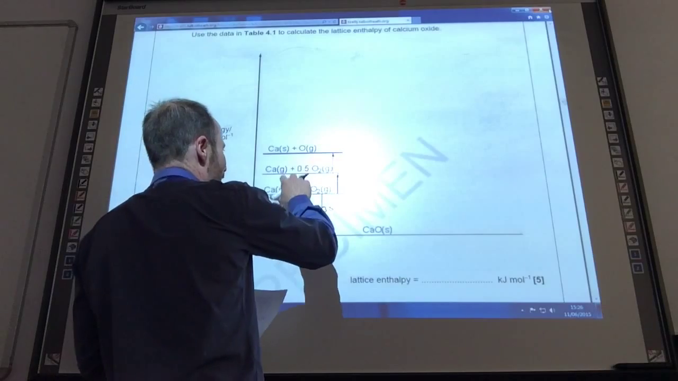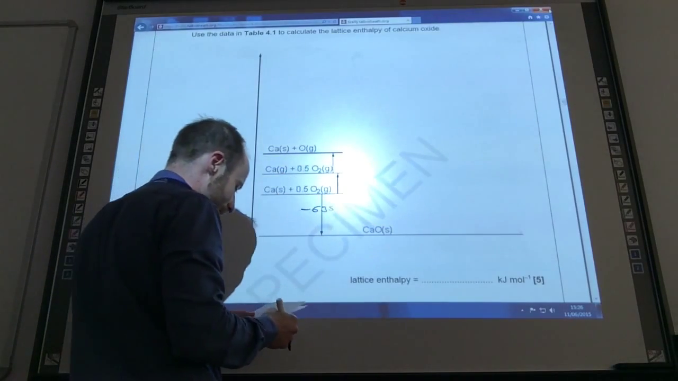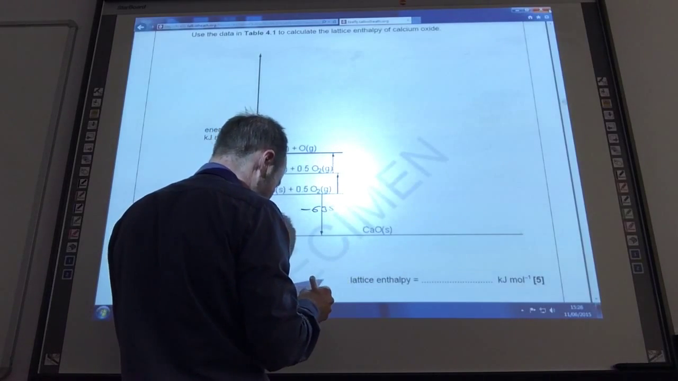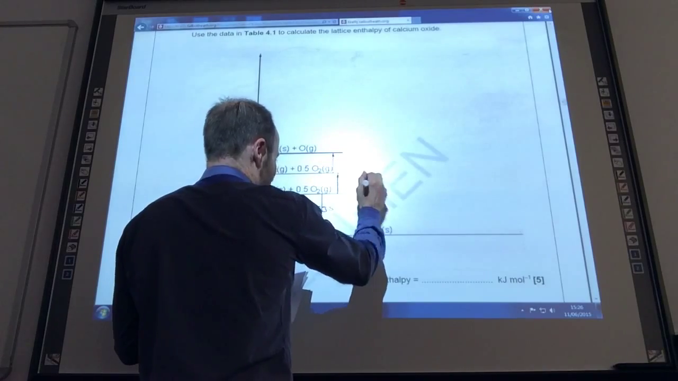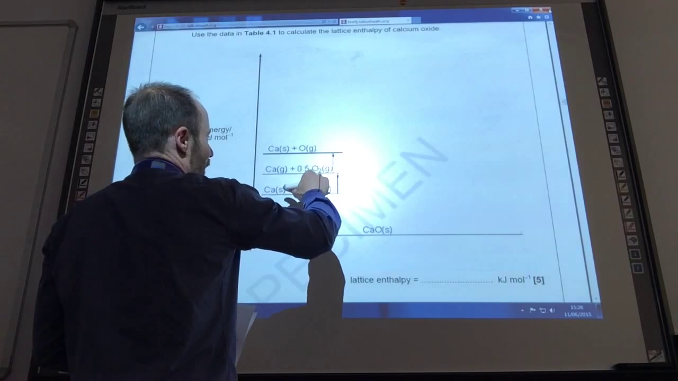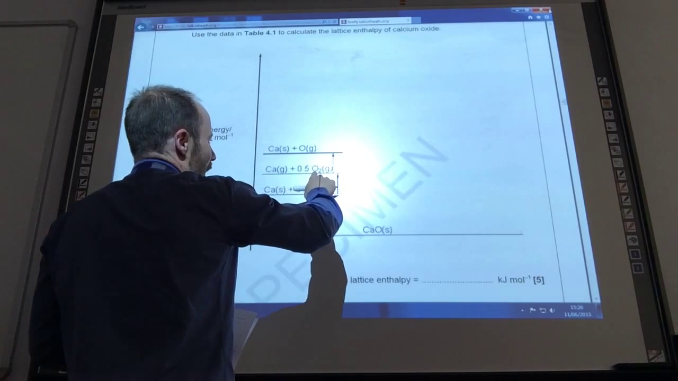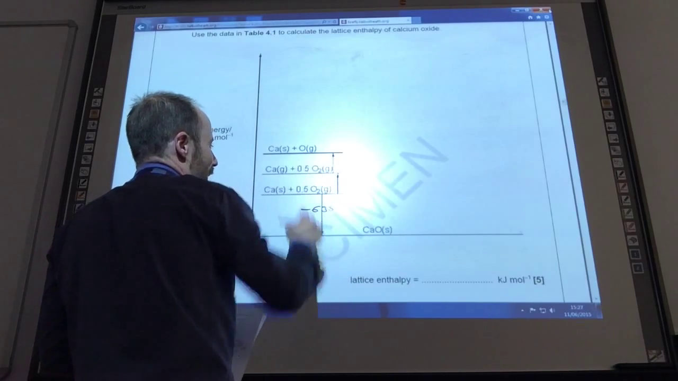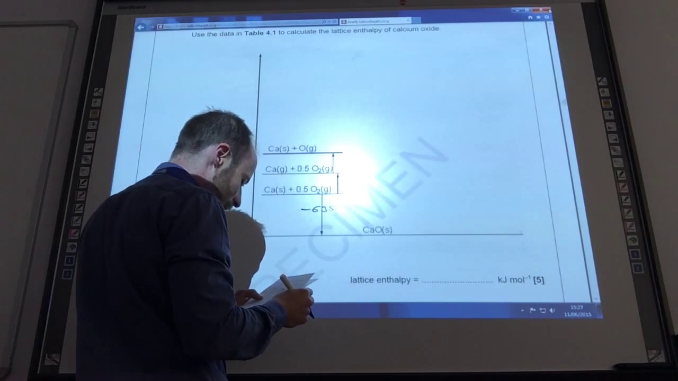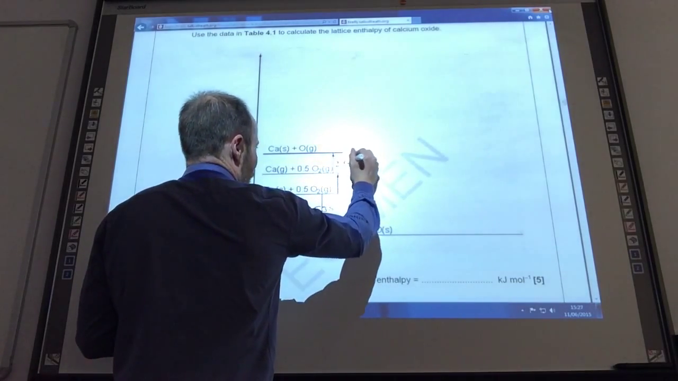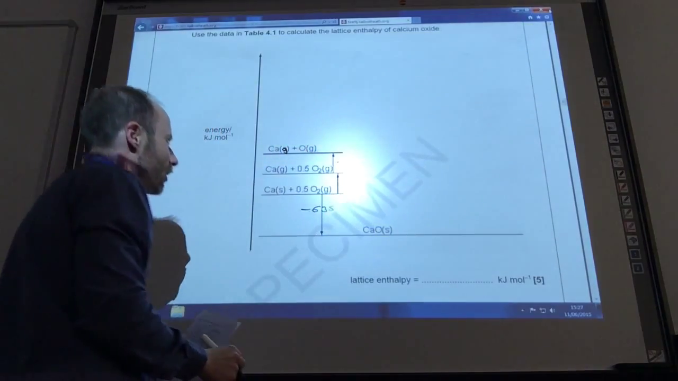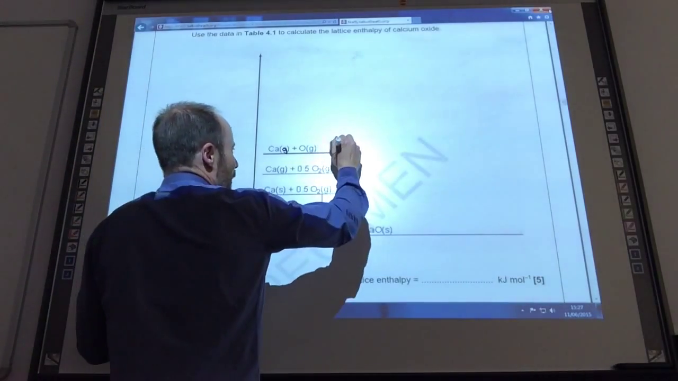We've then got atomization of calcium. I've got calcium solid becoming calcium gas. So atomization of calcium is 178. I've then got atomization of oxygen, half a mole of oxygen gas becoming a mole of oxygen atoms. So atomization of oxygen is going to be 248. Those of you who are bright-eyed will have noted that that is actually a typo on the paper. It should be gas.